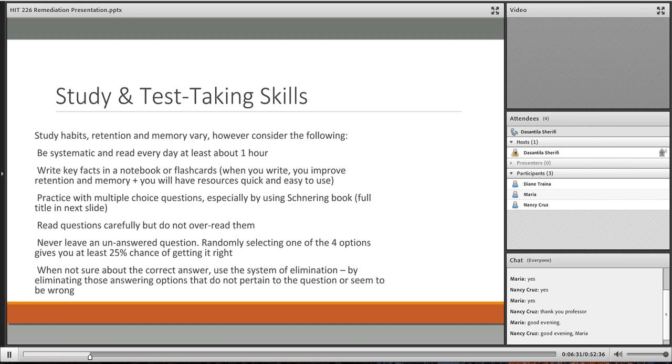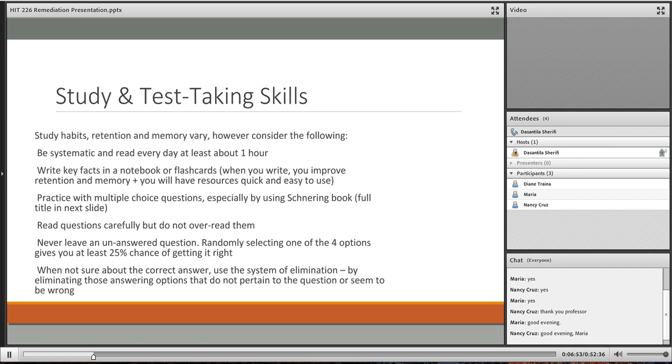You need to practice with multiple choice questions as much as you can. There is a textbook you are going to get eventually in your HIT 272L course. Schneering is the author for this book, and I have the title in the next slide. And that's full of just multiple choice questions on all domains.